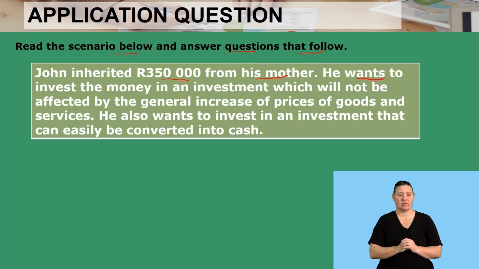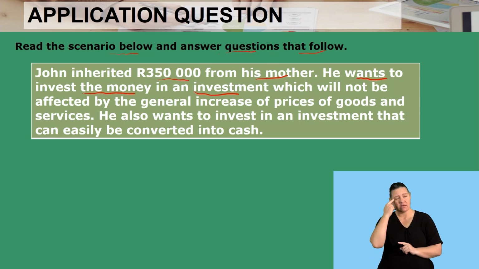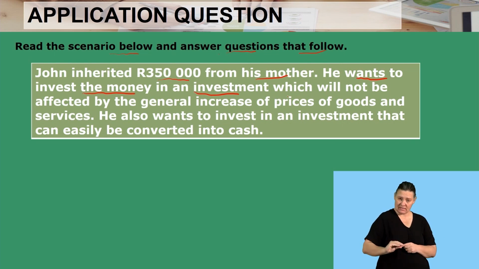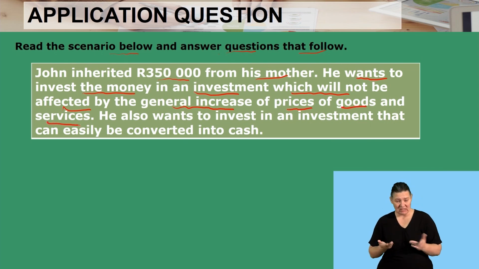Now, he wants to invest the money in an investment. We are thinking positive because we are talking about investment. So John is a very, very positive individual because he's thinking about investing. But he has to think about aspects before he can invest. Hence, John is saying he wants to invest in an investment which will not be affected by the general increase of prices of goods and services. Let us think about it. What is John trying to say here? Or what is John trying to achieve?